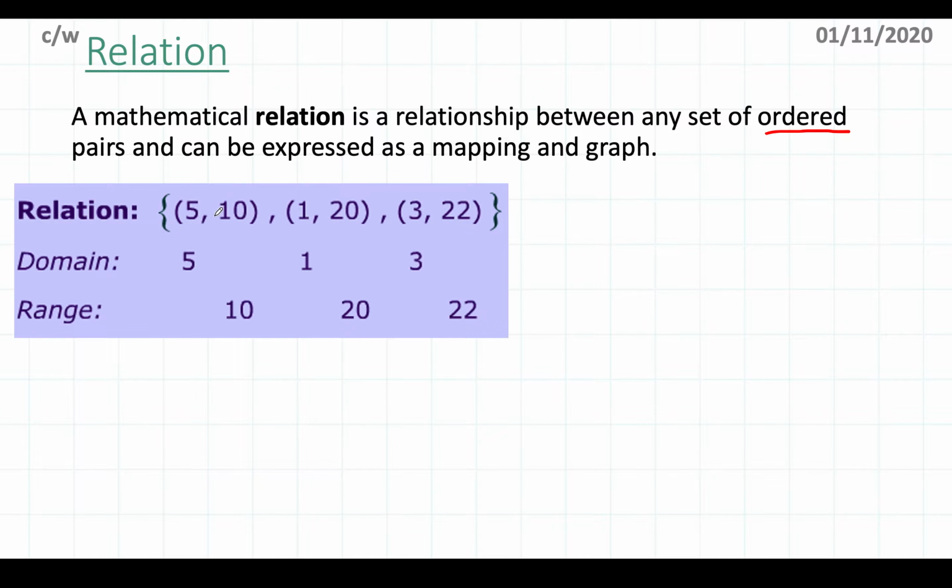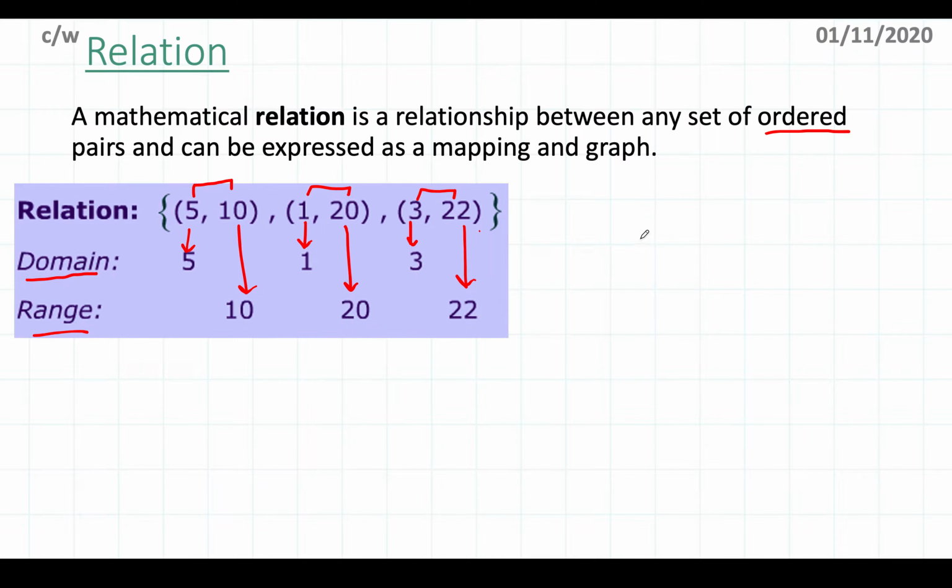So the order matters, and what I'm doing is defining a relationship between 5 and 10, between 1 and 20, between 3 and 22. Now, there could be a mathematical relationship between them, or it could just be a relation that we're defining. We call the first part of that ordered pair the domain, and we call the second part of this ordered pair the range. Pair means they come in twos.